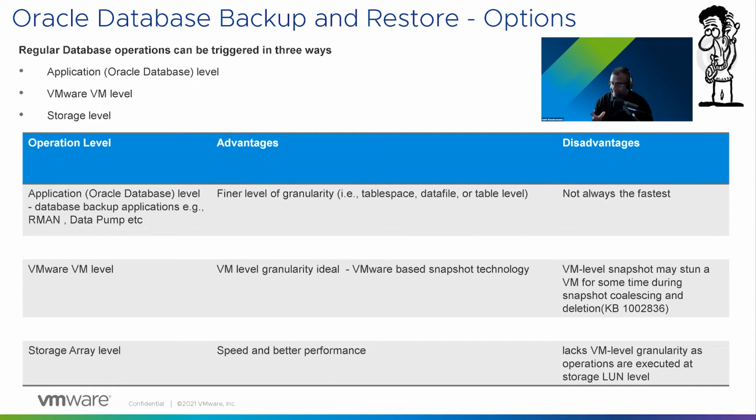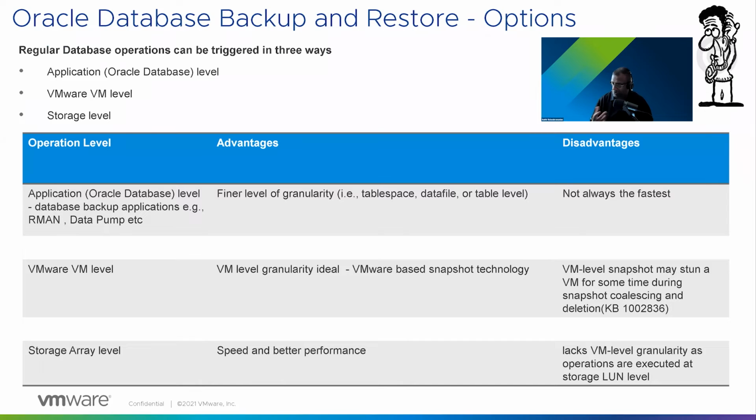Because you can back up a database at a tablespace level, at a data file level, or even at what's called table level granularity. The cons to that, it's not always the fastest. When you come down to the next level, the virtual machine level, that's an ideal level because you want to take what's called a VM level granularity snapshot, using the VMware based snapshot.